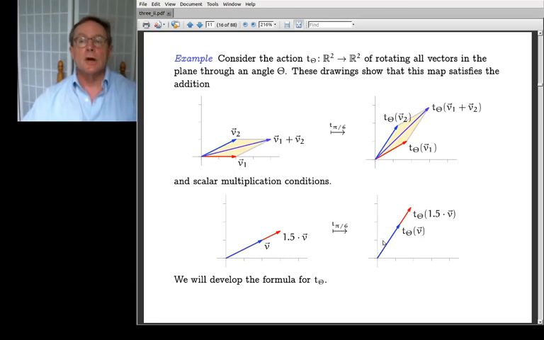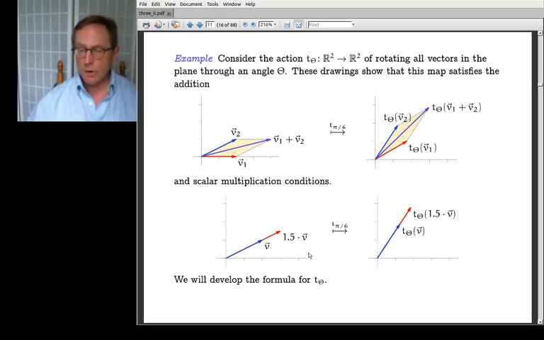Here's an example to try to illustrate just how useful this is. I'm going to figure out the formula for rotating in the plane. So here's the action t sub theta that rotates vectors in the plane through an angle counterclockwise of theta. And these drawings obviously show that the map satisfies addition and scalar multiplication, so it's a linear map, it's a homomorphism. I happen to have illustrated with pi over 6, but there's nothing magical about pi over 6.